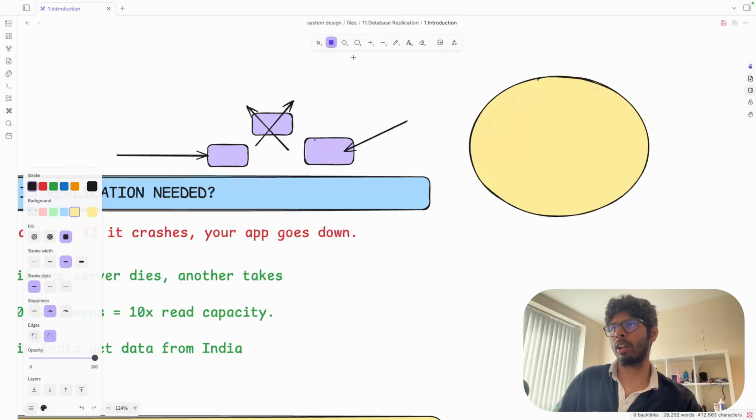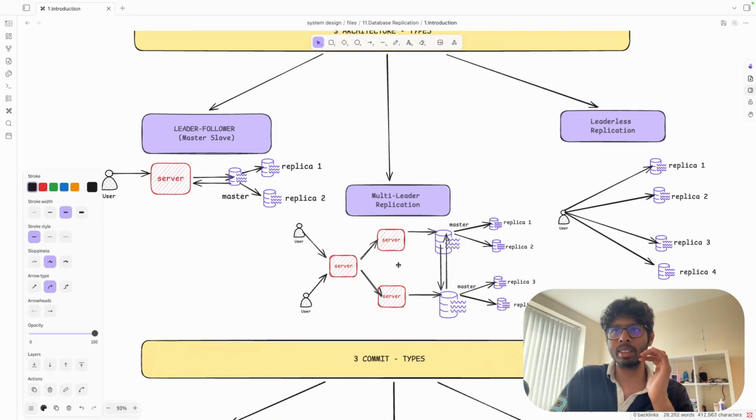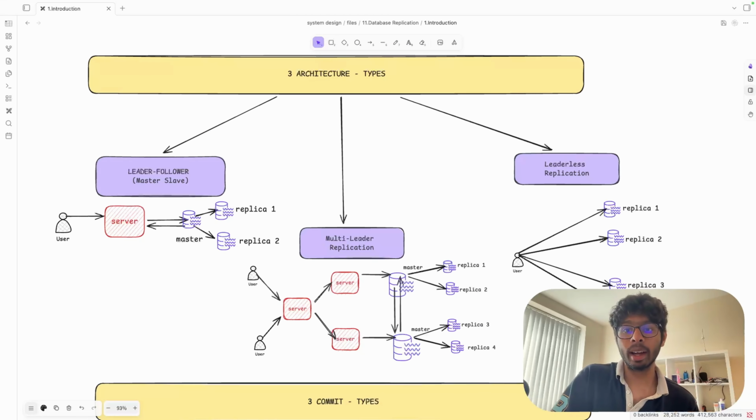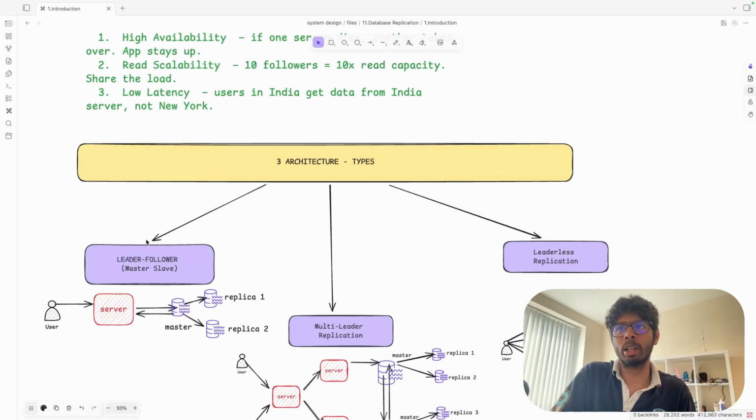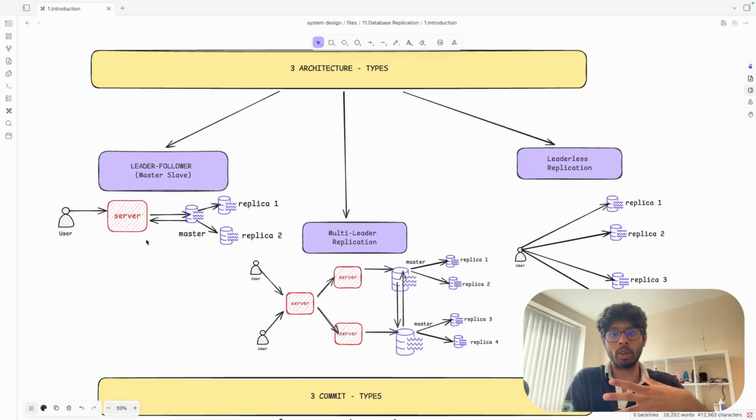Now, there are three architecture types and three commit types in our database replication that we are going to study in our next video, but we will just see what these things are. First of all, let's discuss architecture types. Architecture type discusses how nodes are placed, basically how the master is placed and how replicas are placed, and secondly, who is going to ensure the write operation. Here we discussed read scalability, we didn't talk about the write. So that's why we are now going to discuss in the architectures who is going to ensure the write operation. That is why we have three architectures in our database replication.